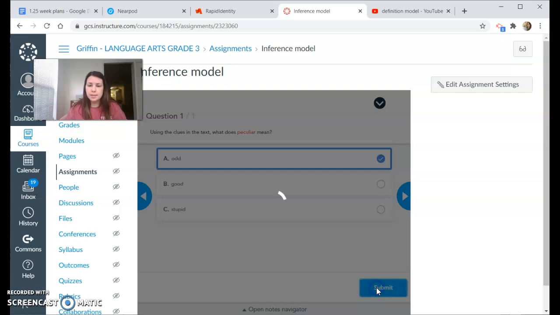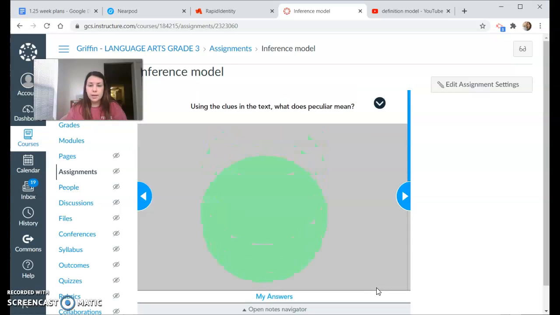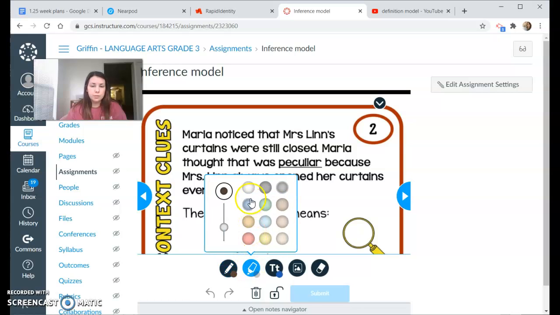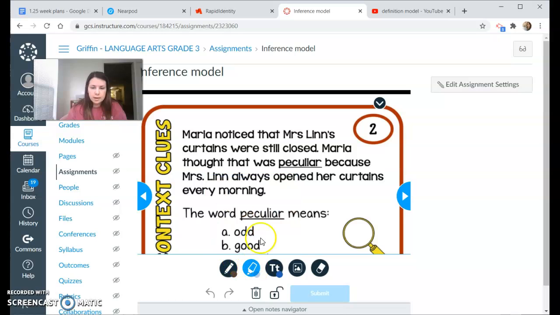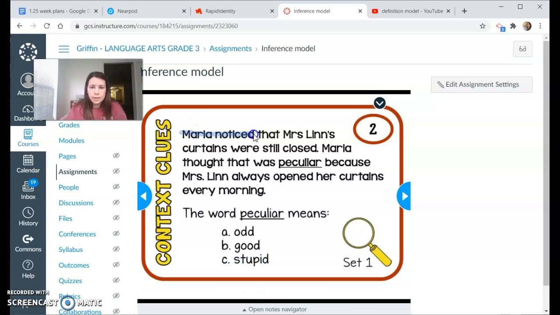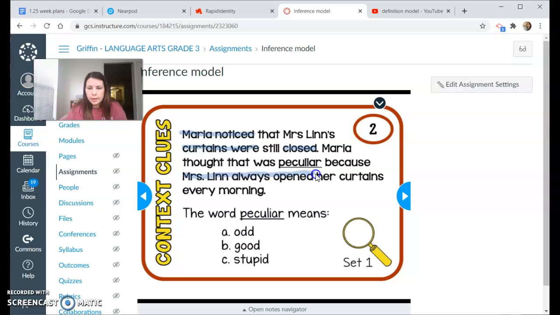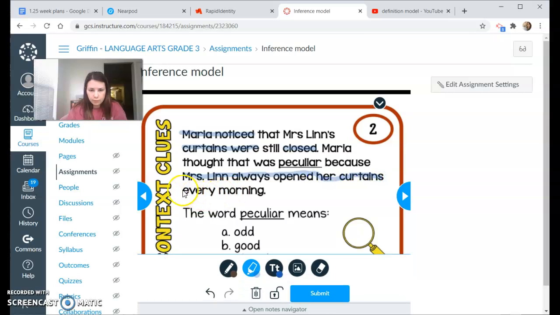I'm going to click submit. And now it's time for me to highlight the clue in the text. I clicked the next slide. I'm going to click the highlighter tool. I'm going to use blue this time, and I'm going to even move this dot up, which means I'm going to increase the thickness. And I'm going to highlight the clues that helped me know peculiar meant odd. So what made it odd was that Maria noticed the curtains were closed, but what made that peculiar was Mrs. Lynn always opened her curtains every morning. So I'm going to hit submit.